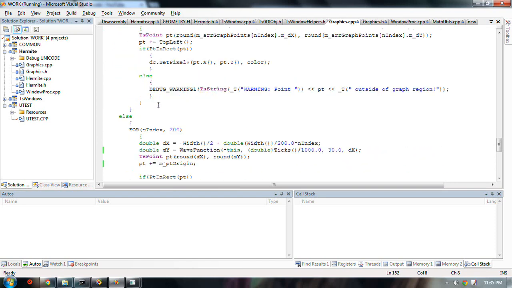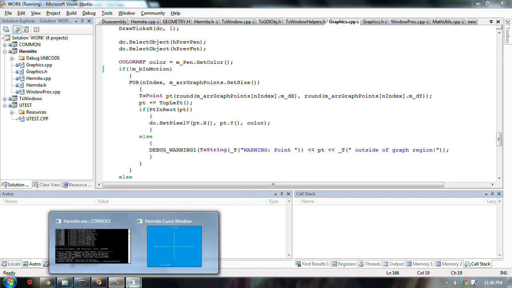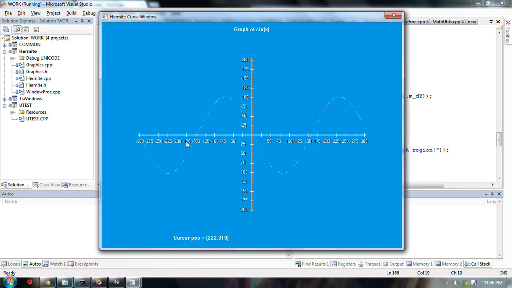Then if it's not in motion, one thing I can do with that little graph is make it move. I'll do that in a minute. If it's just a static graph of points, I just go through this array, the array of points, and plot a pixel. There's really nothing to it, as long as they're within the rect of the graph object, they can be drawn. And there you go. There really was nothing to doing that.